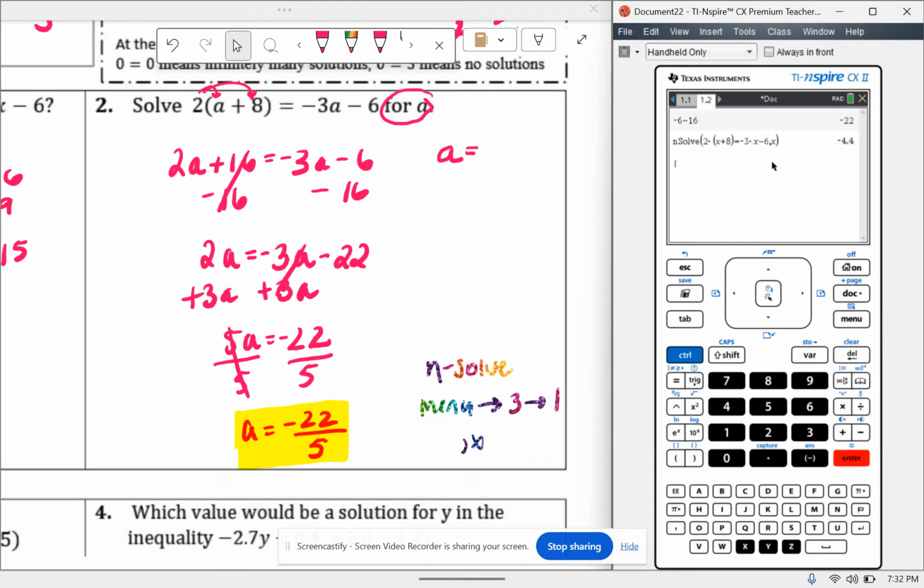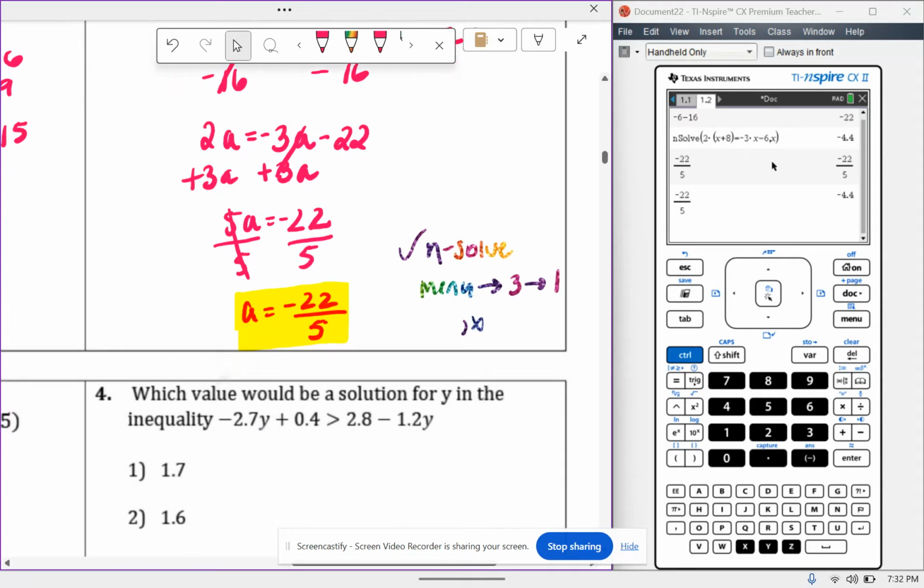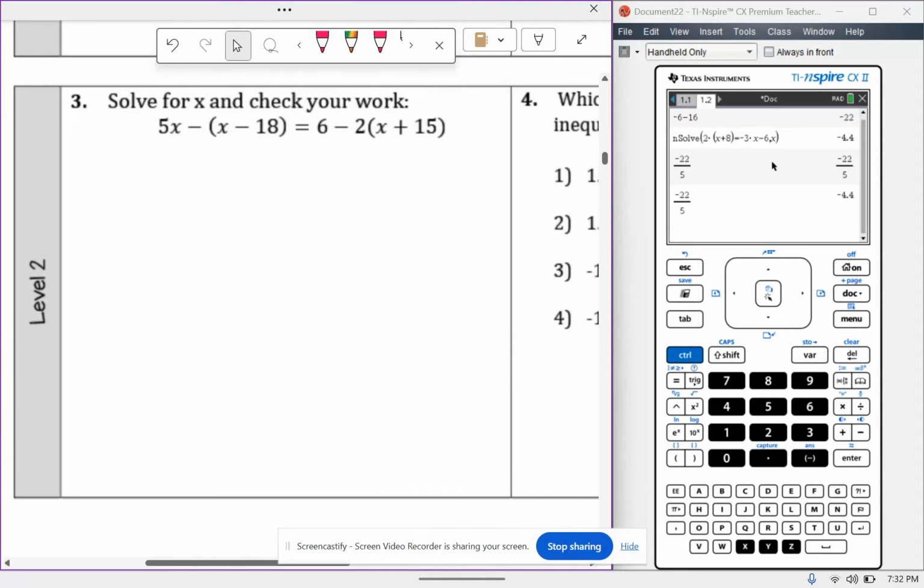And it's negative 4.4. So let's see if negative 22 divided by 5, oh, if you want to change that to a decimal, you can just do Control Enter. Is negative 4.4? It is. Yay! Okay, so we got it right. And we know because we checked it with nsolve. So make sure you check all your answers with nsolve.